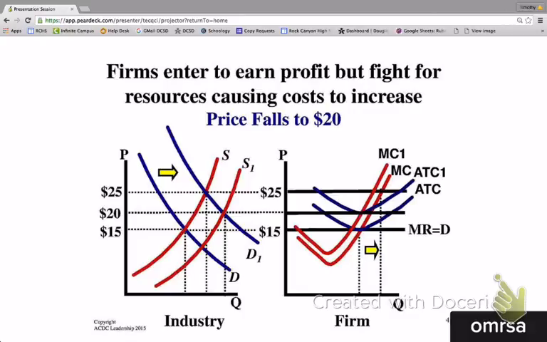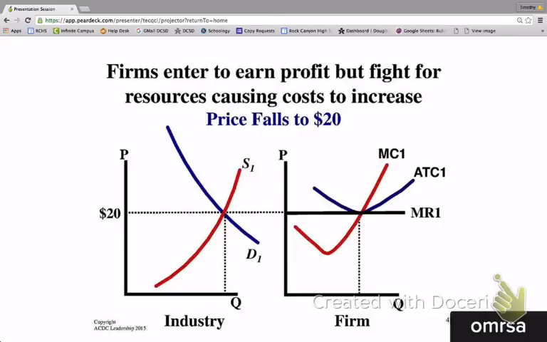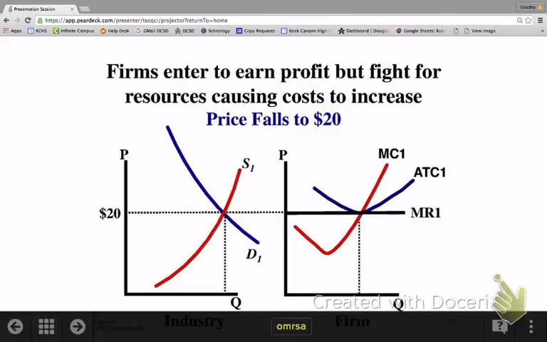And so the minimum of ATC and the point where marginal revenue equals marginal cost will be at different points now, and so it will earn a normal profit, not at the original price of $15, but somewhere in between that price of $15 and $25. And on this graph, that looks like a price of $20 in an increasing cost industry. So it looks different because of that. So firms enter to earn profit, but the fight for resources causes the cost to increase, and so the price falls to $20.